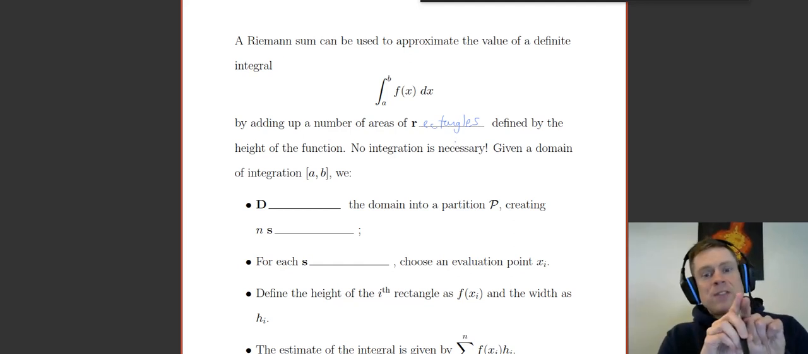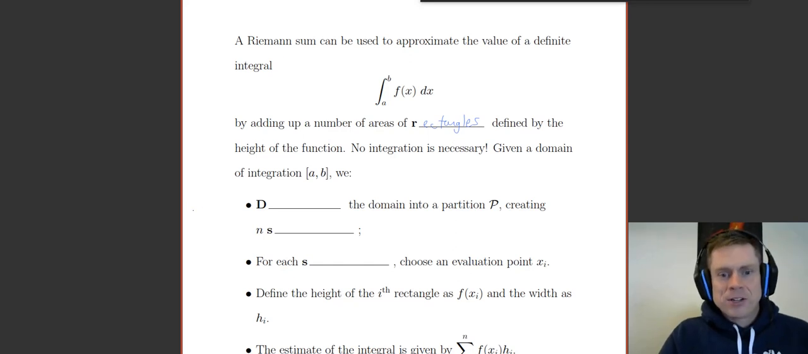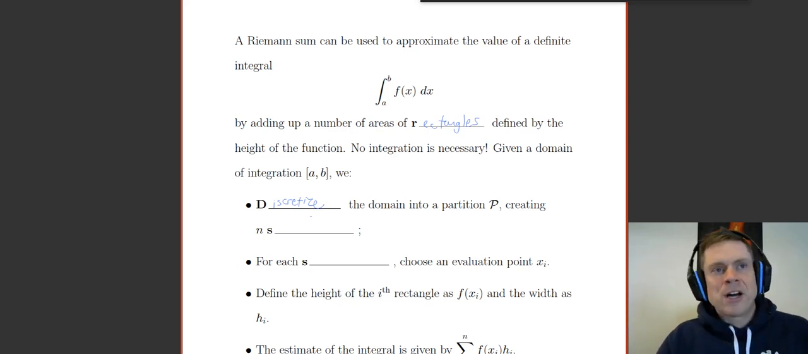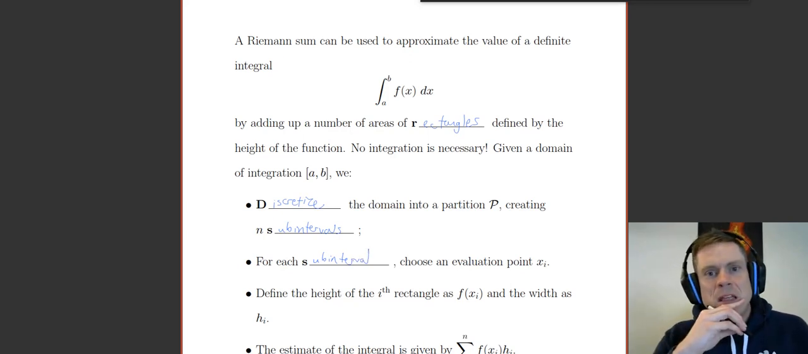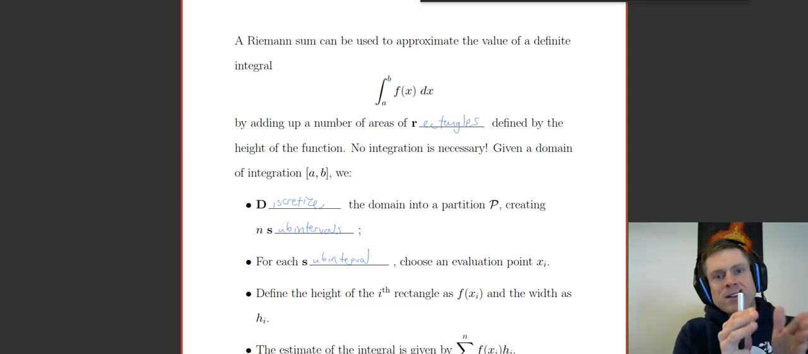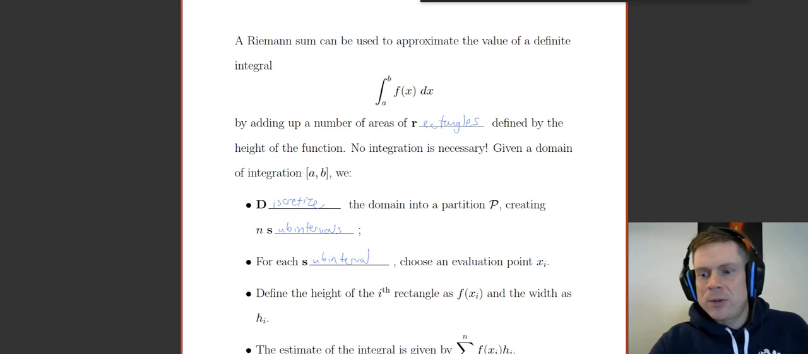If we consider that domain of integration from a to b, there are a couple of steps involved. The first is to discretize. Discretize just means to notch out that domain into a bunch of different nodes, the different points that you chop that domain up into. That creates n subintervals, and in each one of those subintervals, we choose some sort of evaluation point. We call it xi, and then the height of the rectangle is f of xi, the height of the function at that evaluation point. The width of the rectangles is just the difference between each of those evaluation points.